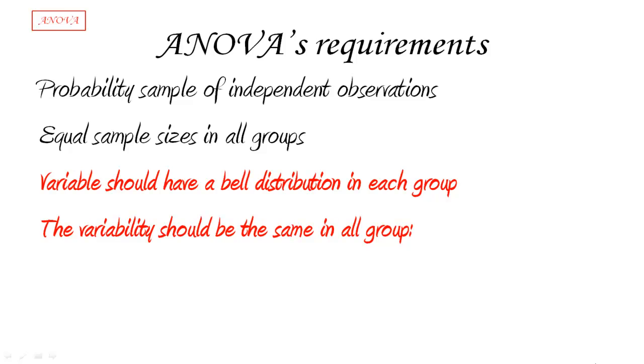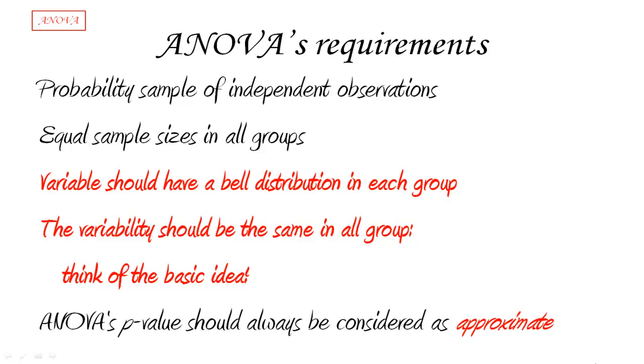The other one is the one that we were just talking about recently. The variability should be the same in all groups. If we're trying to compare groups, one of which has a variability substantially different from the other ones, then ANOVA may be influenced by that and give us the wrong conclusion. So think of the basic idea of how it works, and you realize that this requirement is very, very important. Finally, because all these requirements are seldom exactly true, we should always think that ANOVA's p-value is approximate. Again, this is nothing new. We have seen it in other tests as well, but the more finicky the test is, the more important this is to keep in mind.